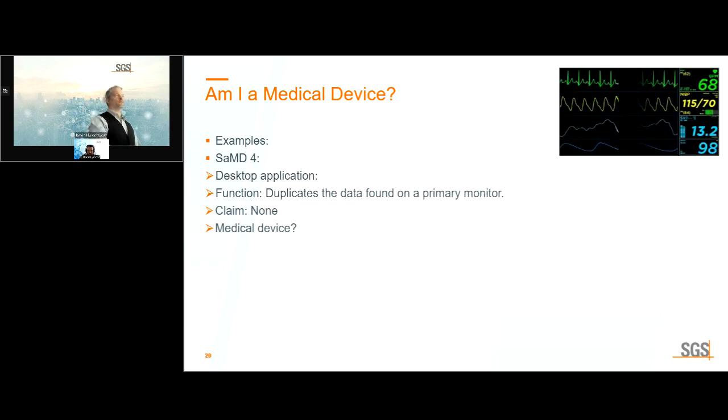Let's do one more. So this one, software device 4, duplicates data which is found on a primary monitor. The image I have is an example. It doesn't necessarily have to be that exact one. It might be non-invasive blood pressure, it might be invasive blood pressure, could be pulse, could be ECG, and it is displaying it somewhere else. Maybe it's on the doctor's phone, perhaps it is at a nurse's station in the center round of a hospital. So same question, is it a medical device or isn't it? No specific claims made, it's just duplicating the data.